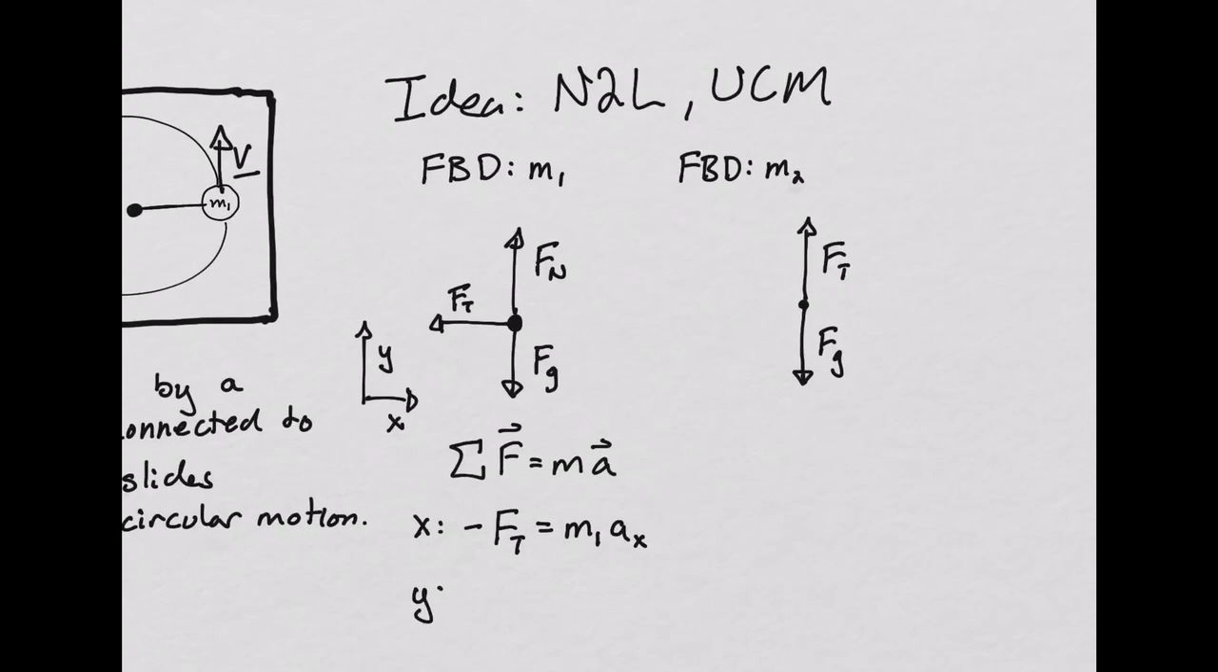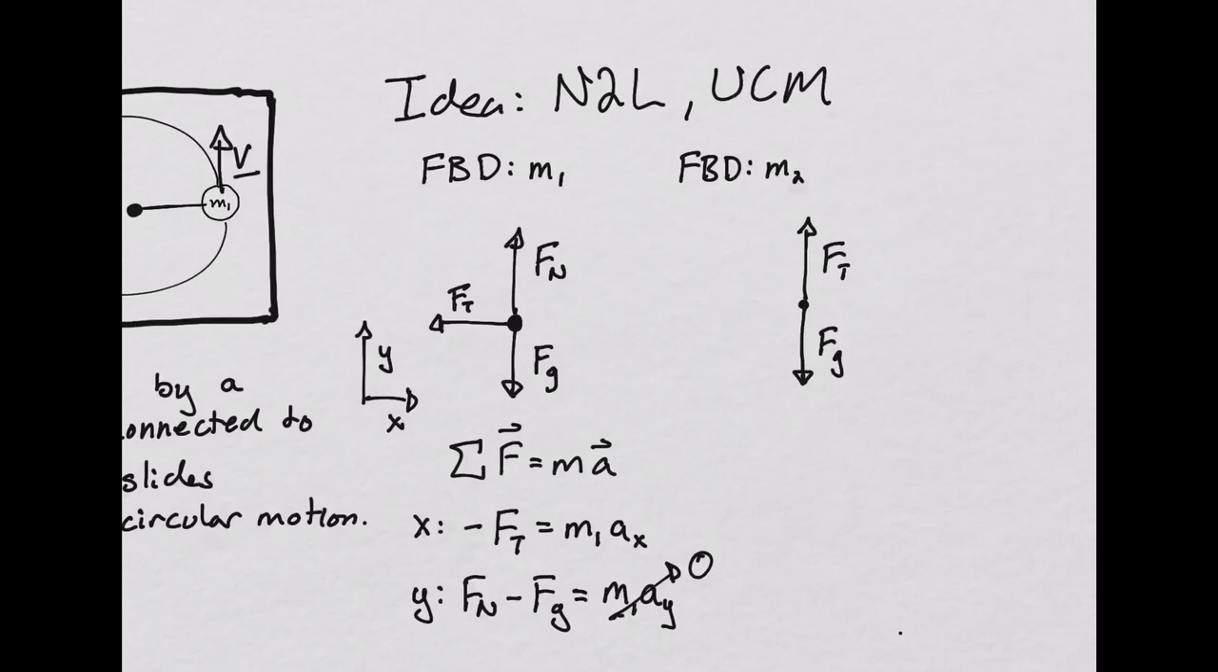In the y component, we have in the positive direction the normal force, and in the negative direction the force due to gravity. This is equal to M1 times the acceleration in the y direction. But M1 is not moving or accelerating in the y direction. It is stationary. It is not moving through the surface, so we can set that to 0.